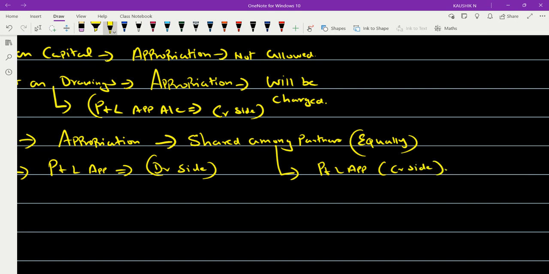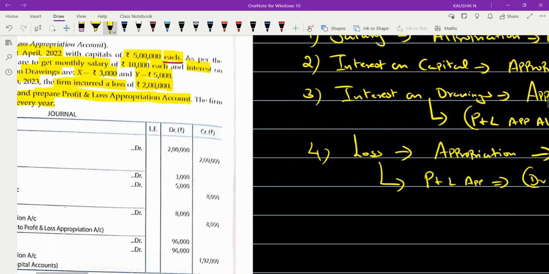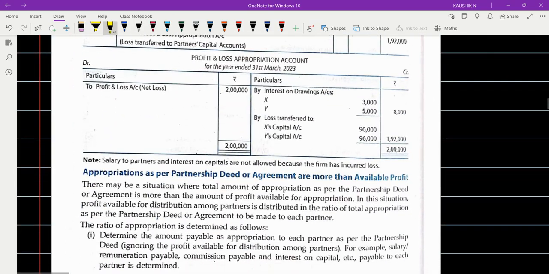So once you know this, now you can prepare your P&L appropriation account. Let's see what has happened to it. You are preparing the profit and loss appropriation account for the year ended 30th of March 23. Debit side particulars, amount in rupees, and credit side particulars, amount in rupees. First you have to show the net loss on the debit side: to profit and loss account, within a bracket, net loss 2 lakhs.